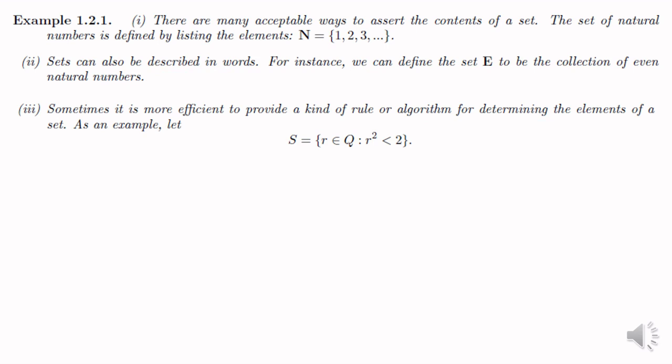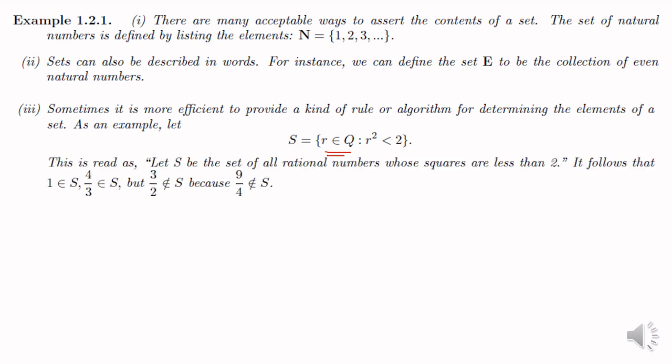Now if you look at 4 by 3, 4 by 3 the whole square is 16 by 9. 16 by 9 is clearly less than 2, so 4 by 3 will be an element of this set. And if you look at 3 by 2, 3 by 2 the whole square is 9 by 4, and 9 by 4 is greater than 2, so 3 by 2 will not be an element of this set. Okay.